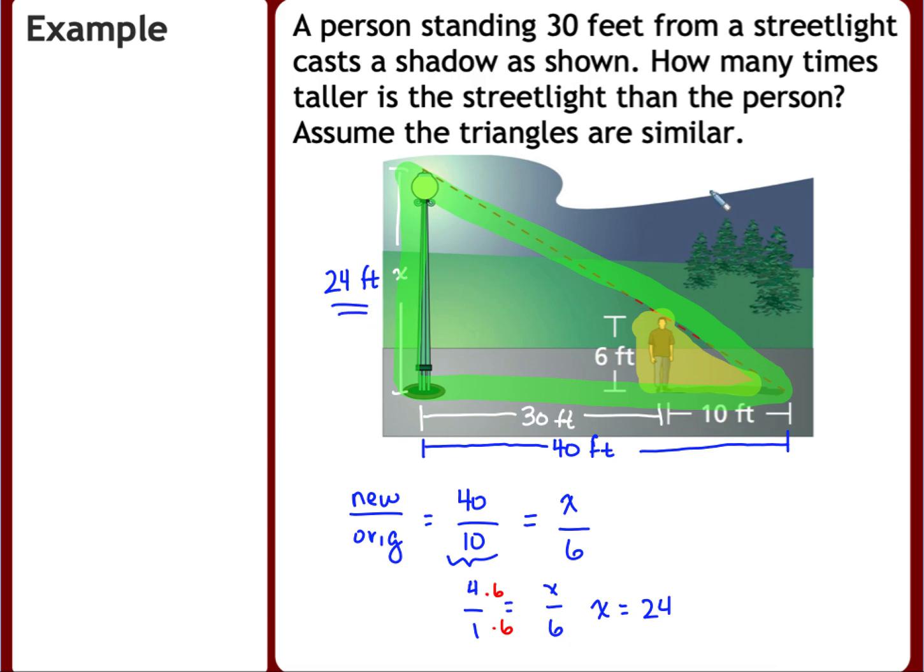The question is asking how many times taller is the street light. So 6 times what gives me 24, and that is obviously 4. Now if you needed to, you could do 24 divided by 6 is 4 for a trickier problem. So our final answer is 4 times taller.